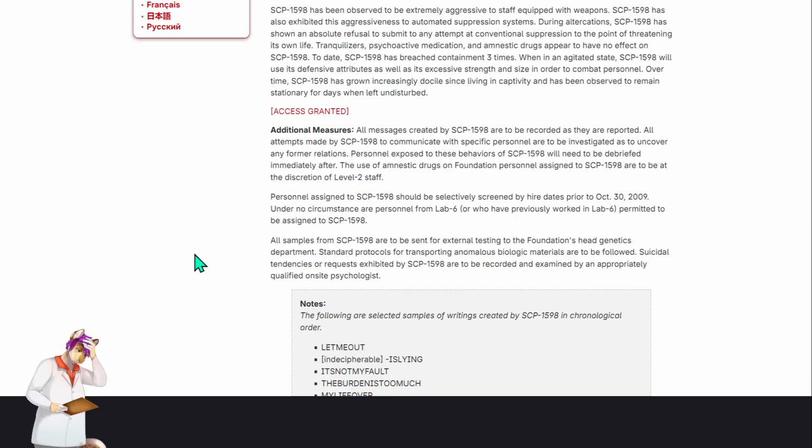All messages created are to be recorded as they are reported. All attempts made to communicate with specific personnel are to be investigated as to uncover any former relations. Personnel exposed to these behaviors of 1598 will need to be debriefed immediately afterward. The use of amnestic drugs on Foundation personnel assigned to 1598 are to be at the discretion of Level 2 staff. Personnel assigned to 1598 should be selectively screened by hire dates prior to October 30th, 2009.